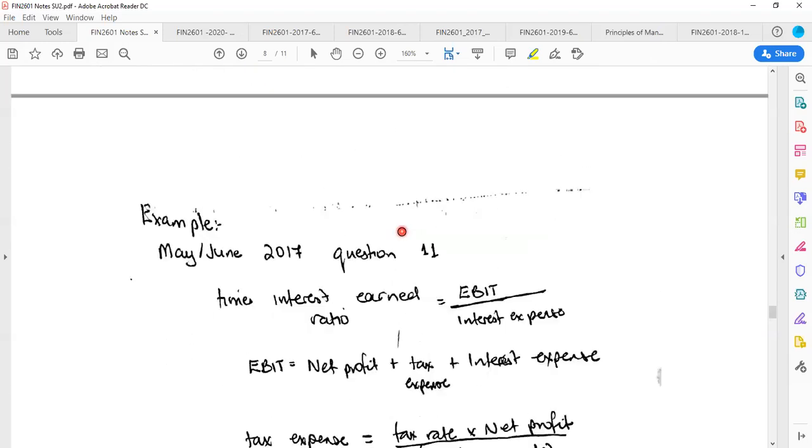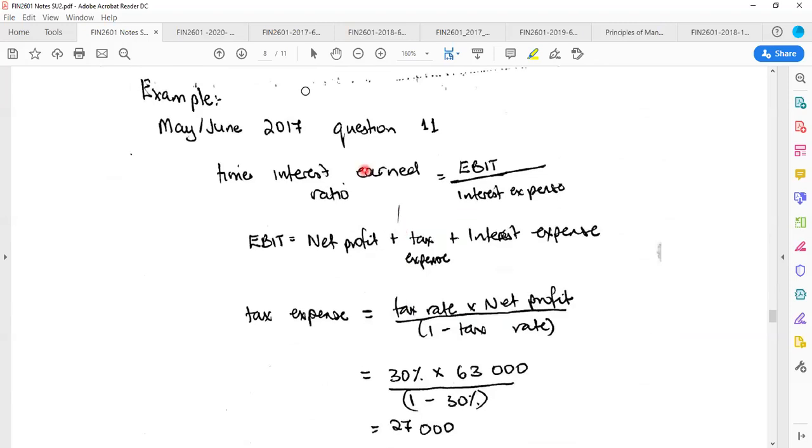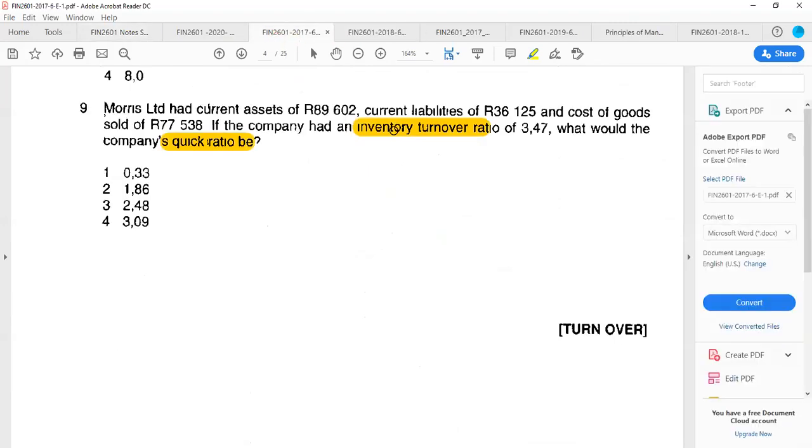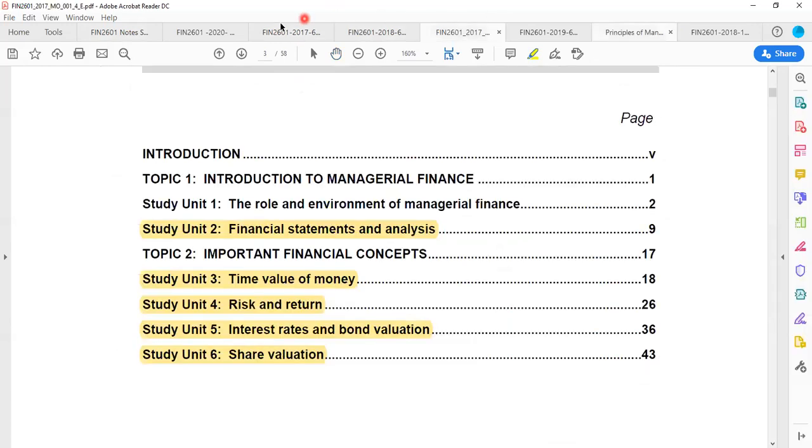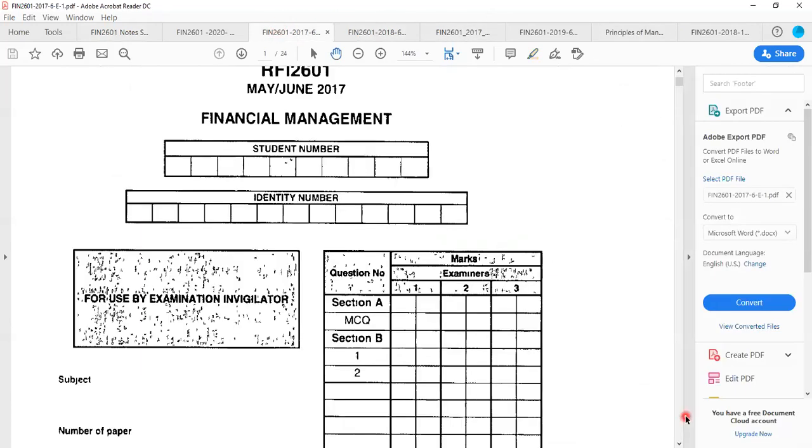And then we can add that back to net profit and the interest expense, and we can get operating profit. So to illustrate how this might be asked in a question, let's look at May, June 2017, question 11.